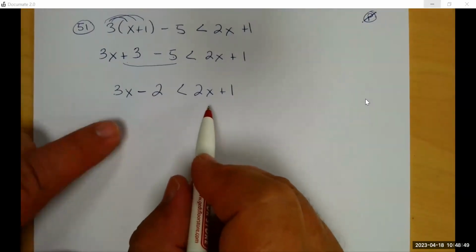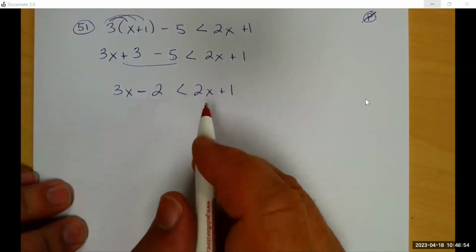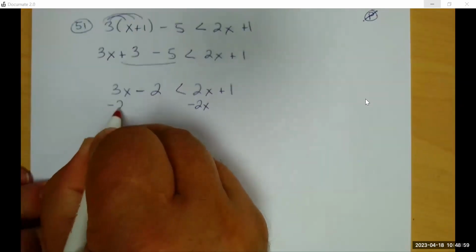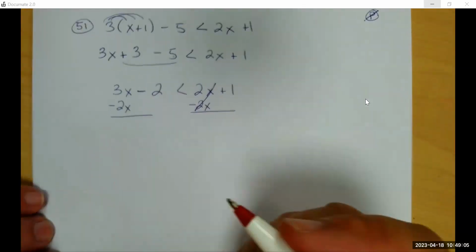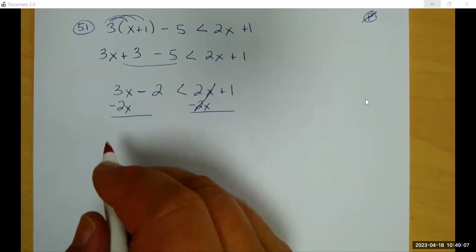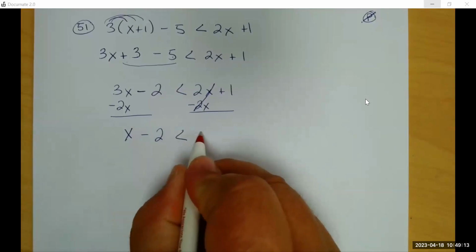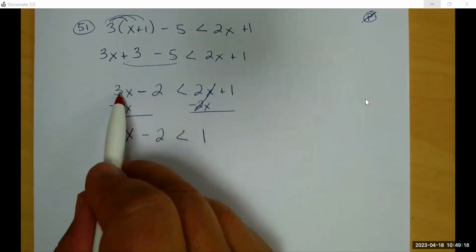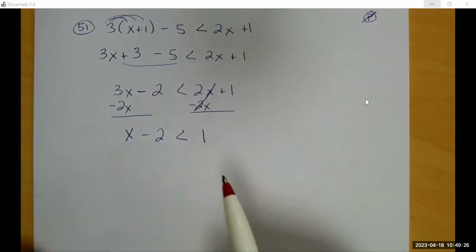You have x's on both sides. Which one do you move? Always move the smaller to the larger. Since that's a positive 2, we subtract 2x from both sides. Move the x's before you move the non-x's. That's the most important thing. 3 minus 2 is 1. And positive 1. Because if you move the 2's first and everything, you could end up with a negative in front of your x, which is not going to be difficult, but you may have a wrong answer.